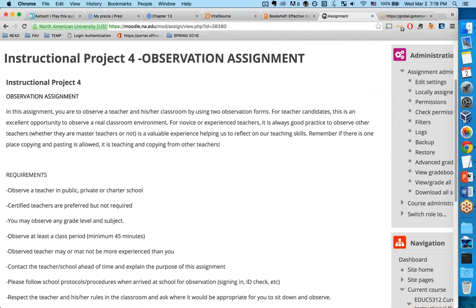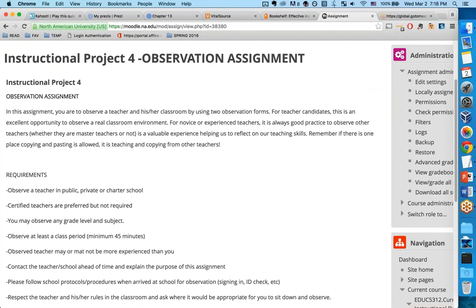All right, so in this assignment, you are to observe a teacher. You could be a teacher already practicing, already in the classroom teaching, but that doesn't mean we shouldn't be learning from others. There are great teachers out there that we can always copy and paste from.